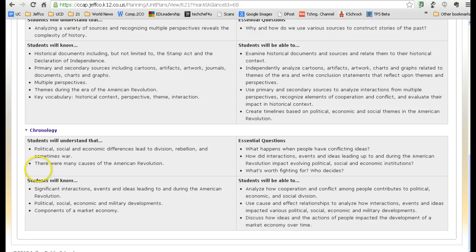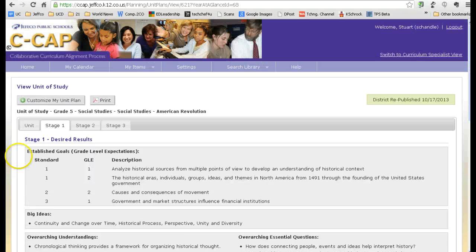When we look at the causes of a revolution, we look at them over time. When we look at the political, social, and economic differences, we look at those over time because it's not just one singular event that caused the American Revolution to get into its outbreak. So you'll see a lot of ideas connected to those concepts.